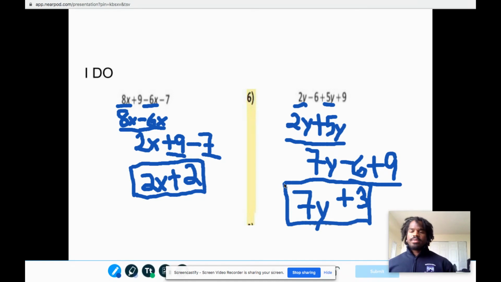And that's how we're going to be combining like terms. So you should be able to follow the same steps when you do the next set of examples.